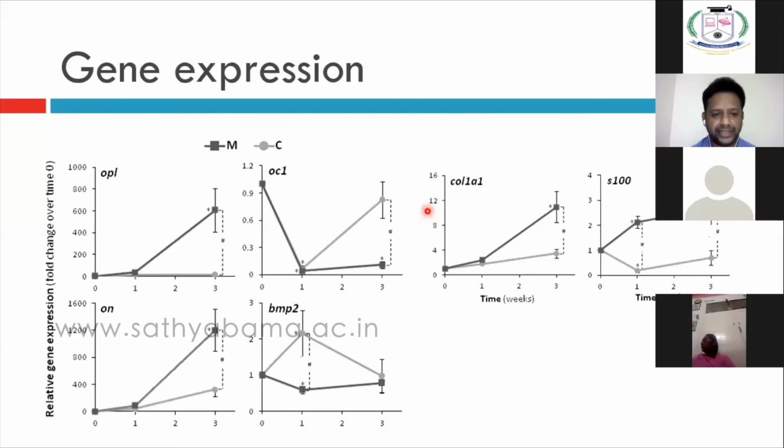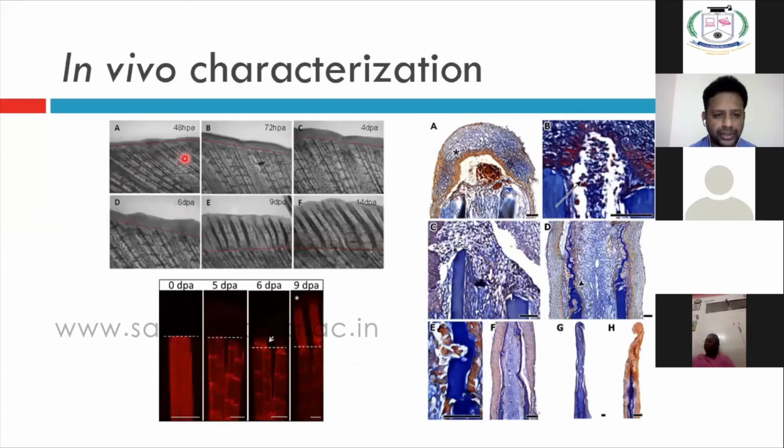Then for the genes specific for cartilage and osteoblast, we could see the expression. So this is the thing, at the 40th day after amputation, we could see entire fin formation. This is alizarin staining. On the 6th day, we could find bone formation, and on the 9th day, you can see all the bone formation. And here it shows the osteoblast formation at 48 hours after amputation.